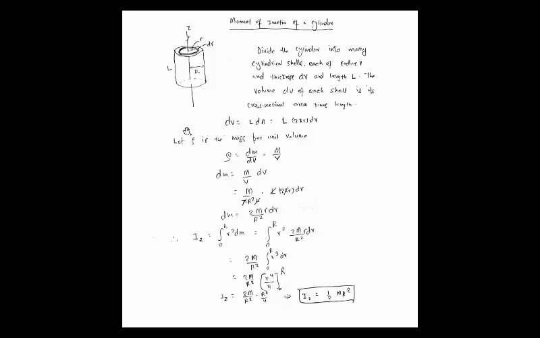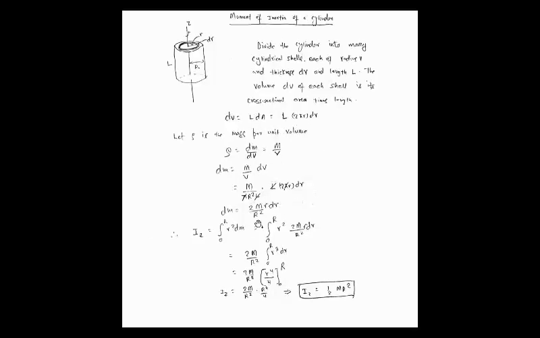Since this is a uniform mass density, the density of the cylinder, total mass over total volume, must also be equal to the differential mass density, dm over dv. And dm is mass over volume times dv, and this dv is given by this right here. And you're ready to integrate now.